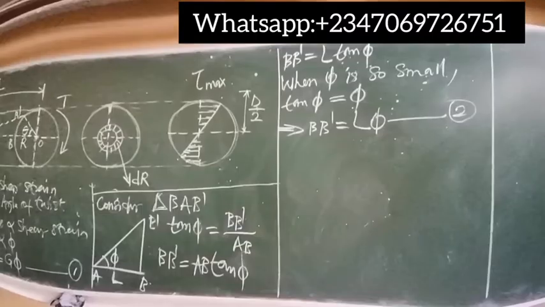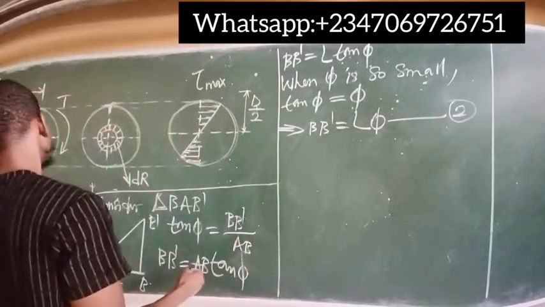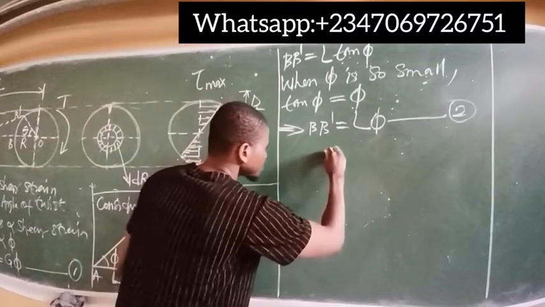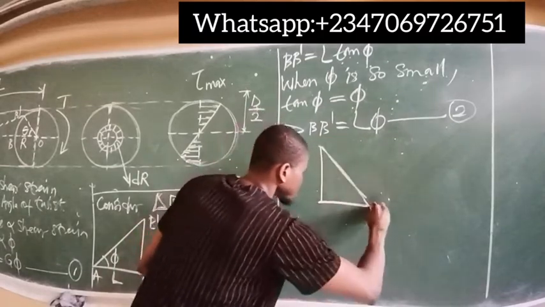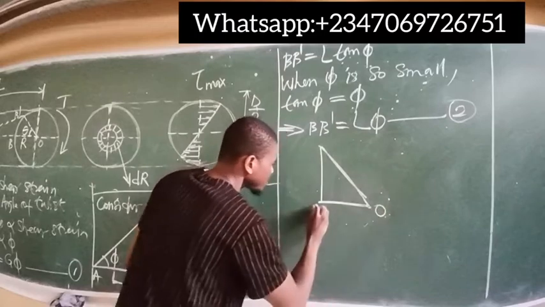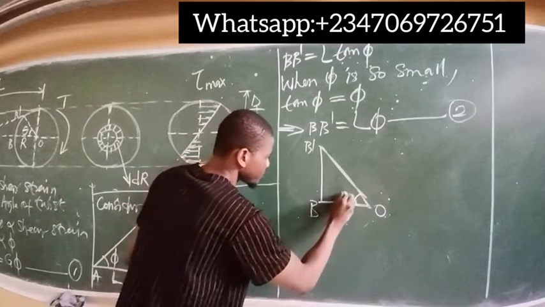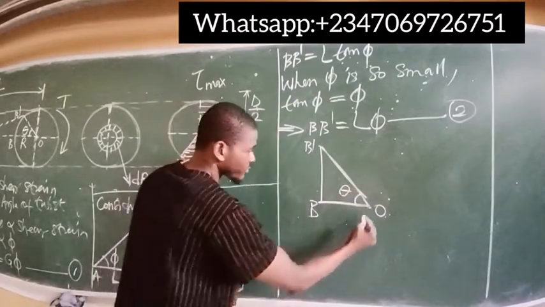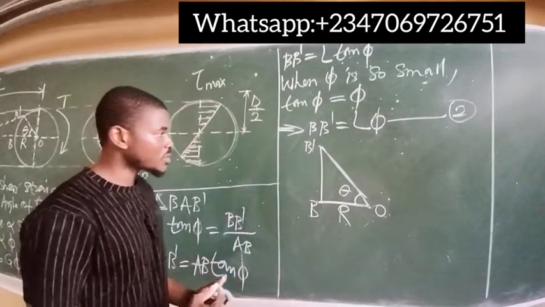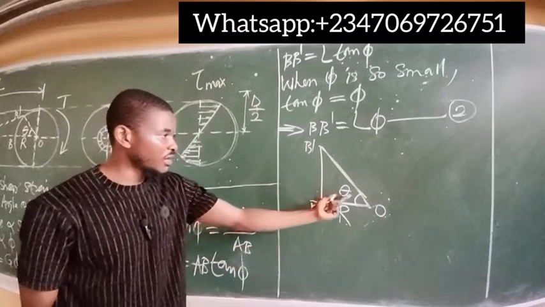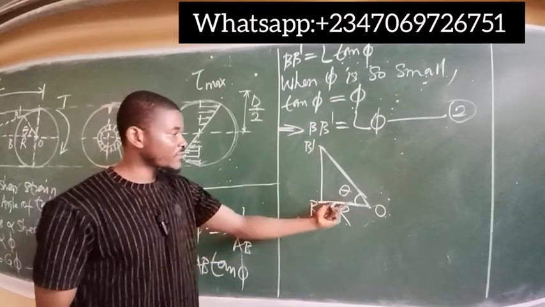If we consider that triangle, we simply have this. This is the center O, this is point B, and this is B prime. This is the angle of twist theta, as stated earlier. Remember, from the center to any point on the circle is the radius R, so we call that R. As well, let's find the tangent of this angle. We see there is also a relationship with BB prime, just like in the first case.